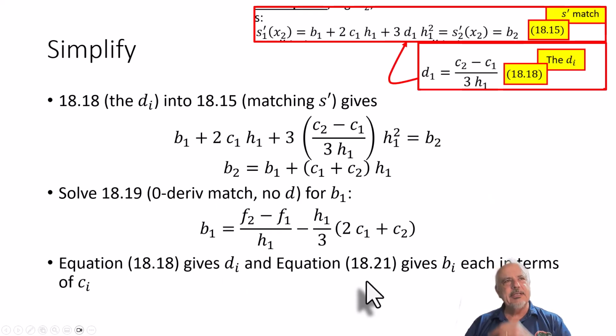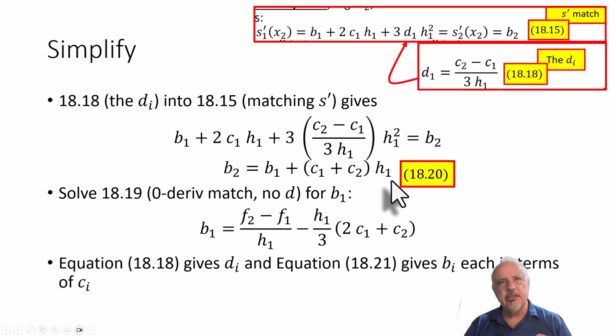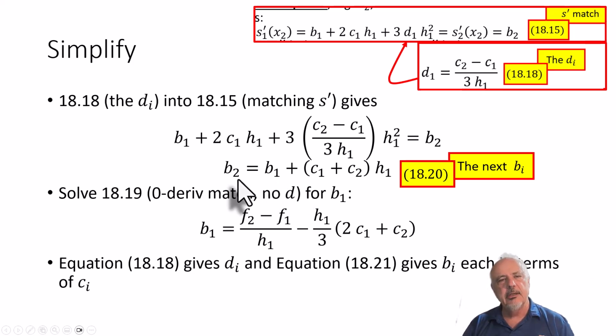Okay, so if I take the 1818 and substitute it into the first derivative match equation, 1815, and do some simplifications, I get 1820, which I call the next BI equation. So we have B1, we have C1, C2, so that gives me the next B equation. So I call it the next BI equation, 1820.